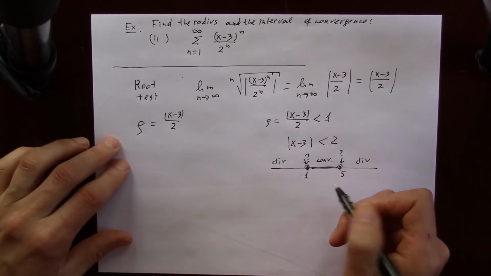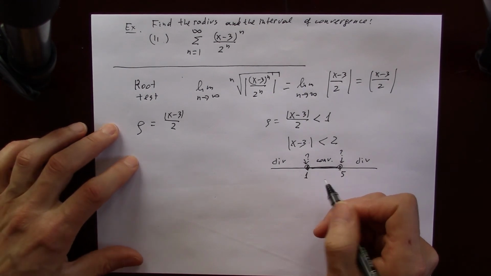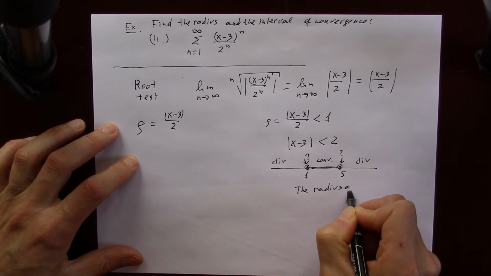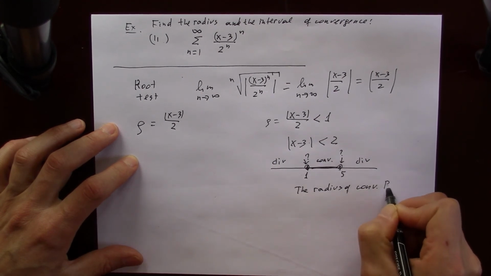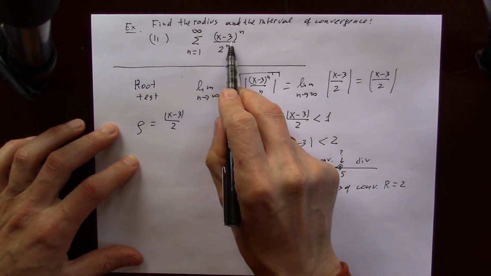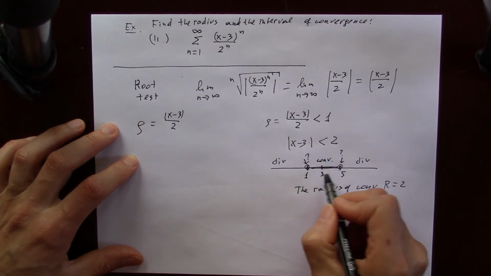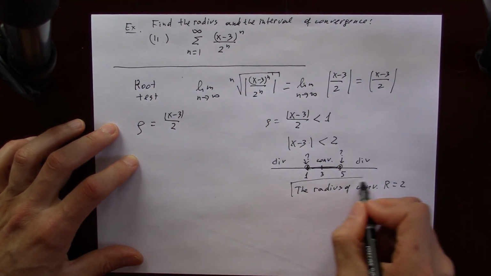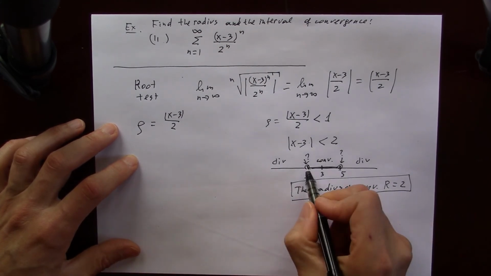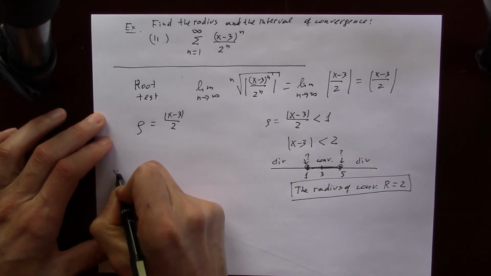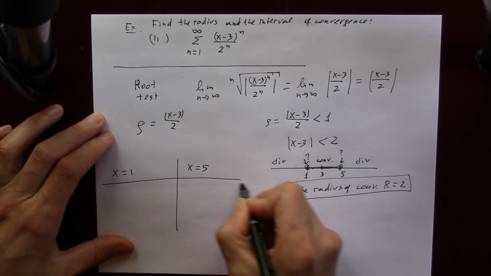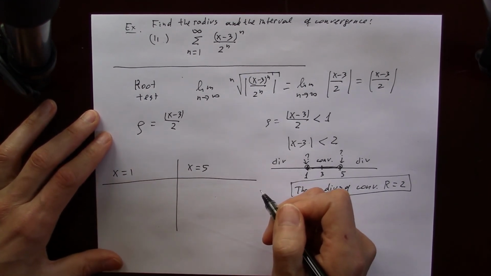Right? So from here we can see immediately that the radius of convergence equals 2. We see the center is 3, because we have x minus 3. So from 3 to 5 is 2, and from 1 to 3 is 2. So the radius of convergence is 2. All that is left to find the interval of convergence is what is happening at the endpoints: what is happening when x equals 1, and what is happening when x equals 5. So let's figure it out.